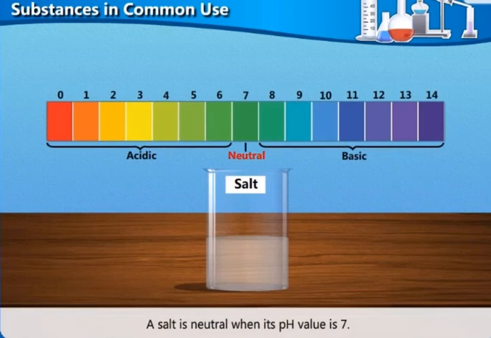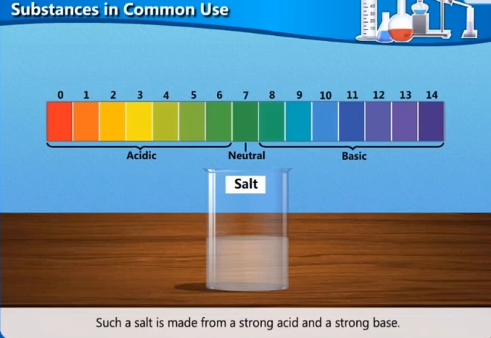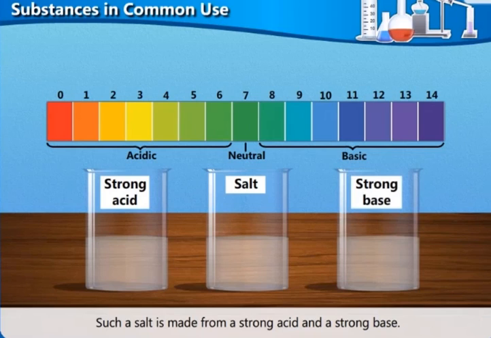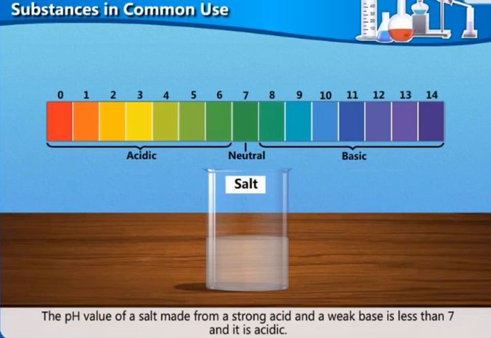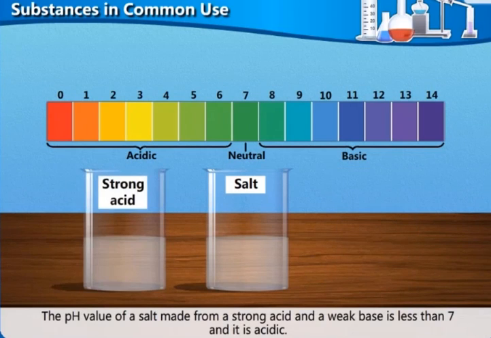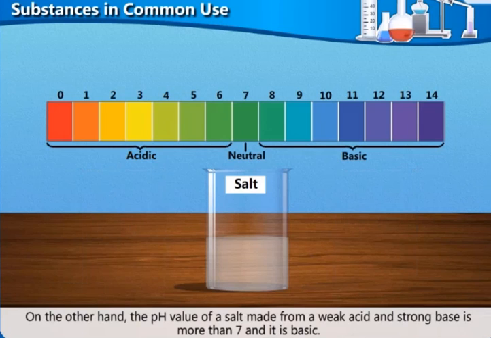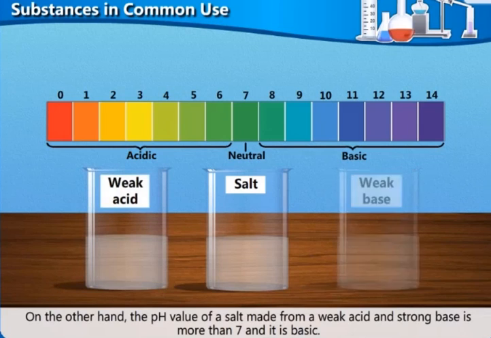A salt is neutral when its pH value is 7. Such a salt is made from a strong acid and a strong base. The pH value of a salt made from a strong acid and a weak base is less than 7, and it is acidic. On the other hand, the pH value of a salt made from a weak acid and a strong base is more than 7, and it is basic.